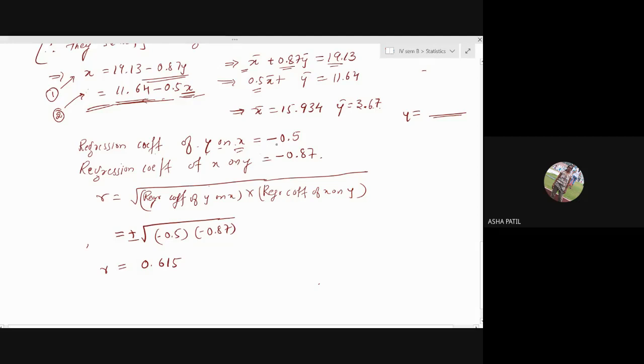Since both the coefficients have a negative sign, you have to consider R as minus. Depending upon the signs of the regression coefficients, you will write the sign of your R. If both are positive, take R as positive. If both are negative, then take it as negative only. So write R as minus 0.615. If you want two decimal places, you can write 0.62.